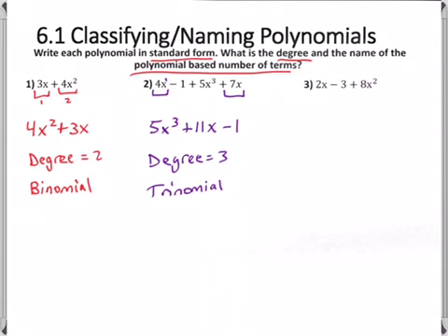In the next example, we'll do something very similar. The 8x squared is the highest degree item, so it comes out front, plus 2x minus 3. Our degree for this polynomial is just 2. And because we have three terms, we're going to call this a trinomial.